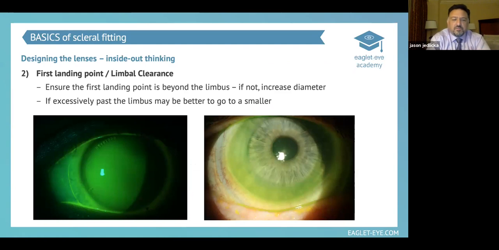So these are both pictures of not good fits. The picture on the left showing limbal bearing over a large part of our lens. The picture on the right showing excessive limbal clearance, where you can see the limbus being drawn up into the back of that lens. So again, we would want to adjust potentially the lens diameter, going larger on the left picture or maybe going smaller on the picture on the right.